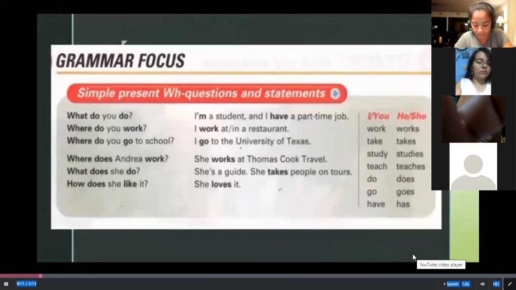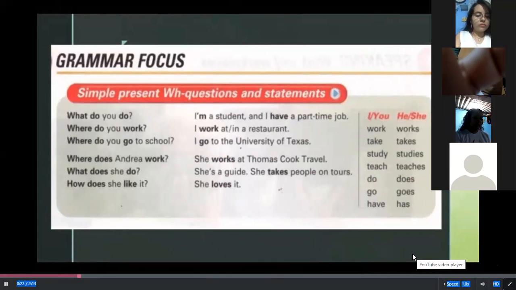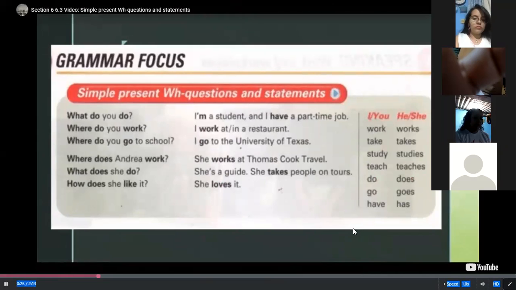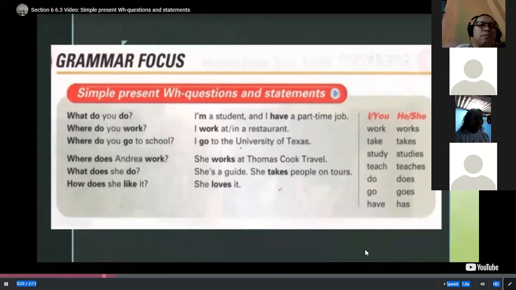What do you do? I'm a student, and I have a part-time job. Where do you work? I work at a restaurant. Where do you go to school? I go to the University of Texas. Where does Andrea work? She works at Thomas Cook Travel. What does she do? She's a guide. She takes people on tours. How does she like it? She loves it.